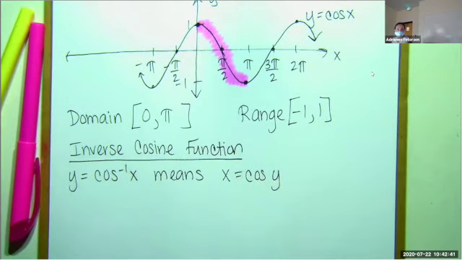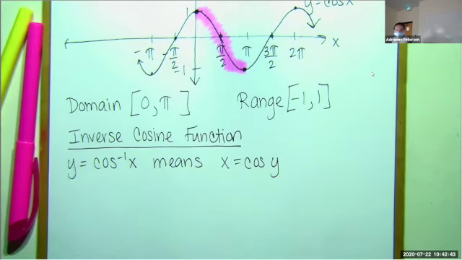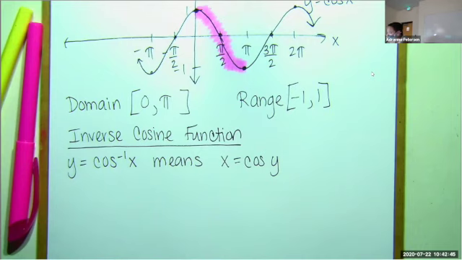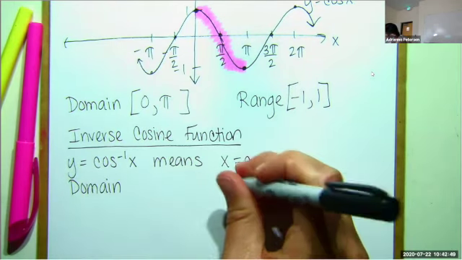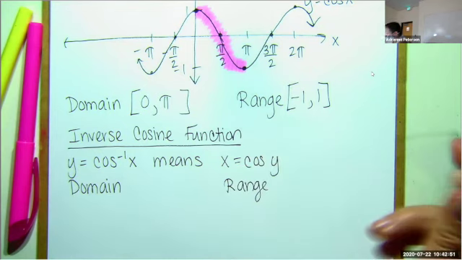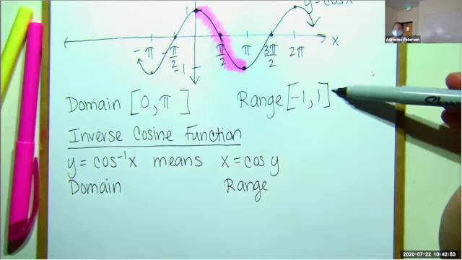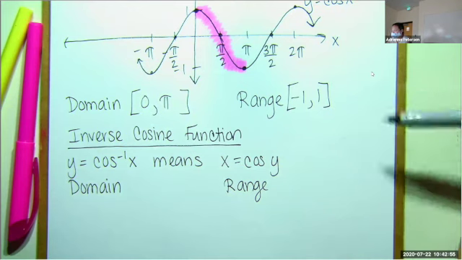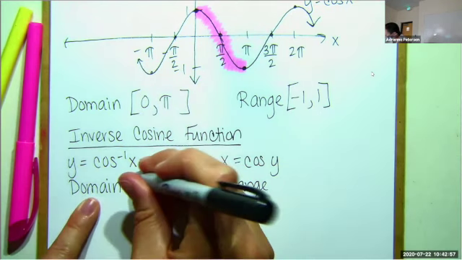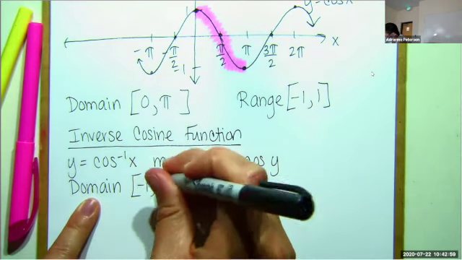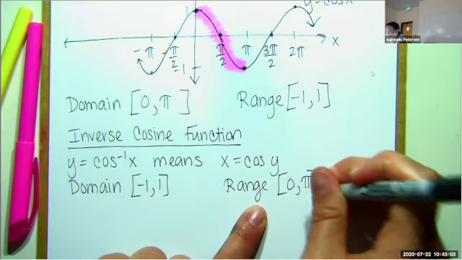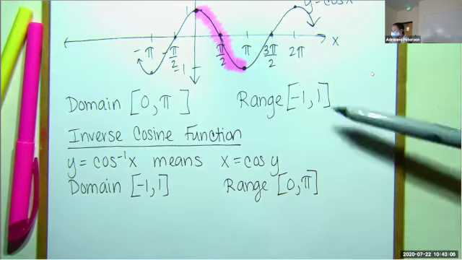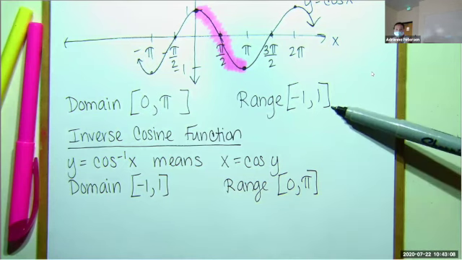Okay, so y is equal to inverse cosine of x means x is equal to cosine of y. The domain and range of our inverse cosine function are the domain and range of our restricted cosine function flip-flopped. So our domain here, what we input, is -1 to 1, and our range, our output, is 0 to pi. Okay, so these are just exactly flip-flopped from the original function.